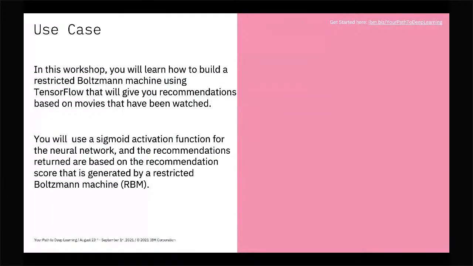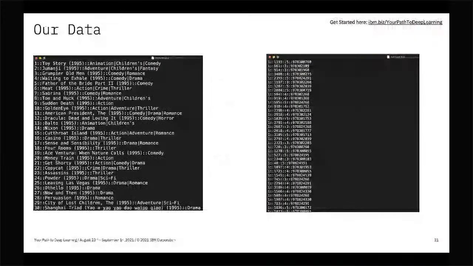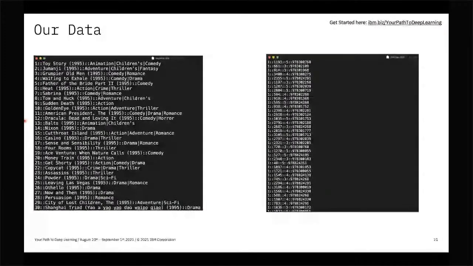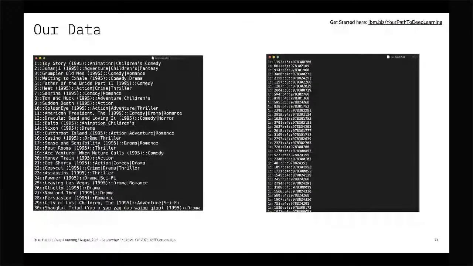So, let's talk about our data today. We are using the GroupLens movie data, and it has three files in it. There's the users file, which is basically giving us the users in their database. Then there's a movies file, which is giving us the movies, and then there's the ratings file, which is basically giving us the ratings.